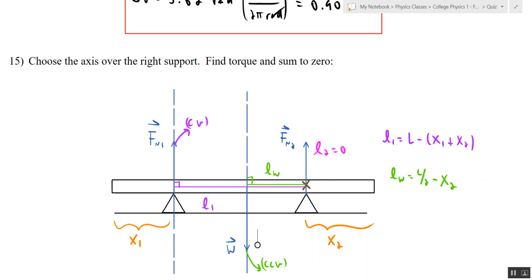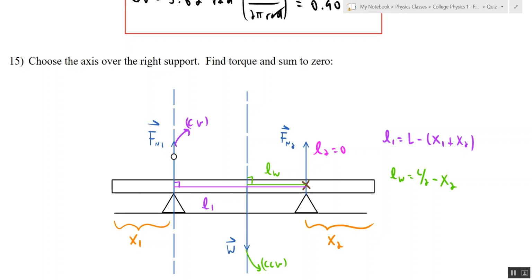So what I did is I chose it to be over Fn2 because I don't know Fn2 either. If I chose it over Fn2, it gets rid of Fn2, so I don't care about it anymore. It leaves the torque created by the weight, which is the thing I want to figure out. And it also leaves the torque created by Fn1, which is the thing that I can calculate.